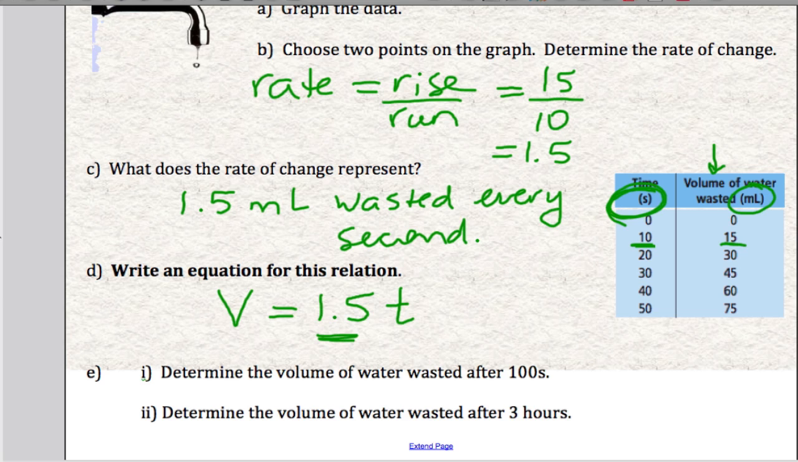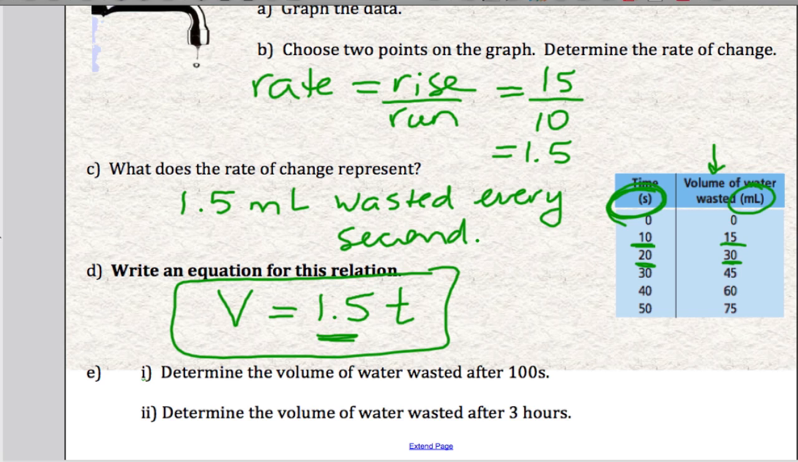And that's how I would get 15. Every 20 seconds, 1.5 milliliters is wasted every second. So 1.5 times 20 would give me 30. Okay, so the rate with a letter beside it, that's how you write equations. Volume equals 1.5 T is an equation for this relation.